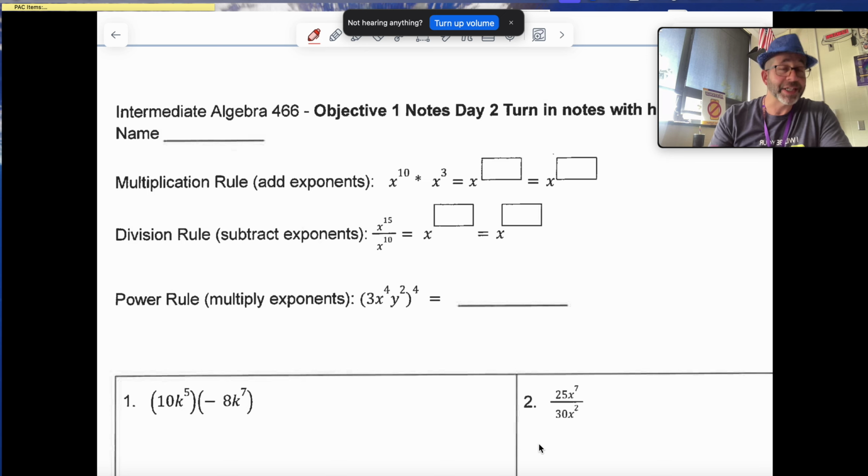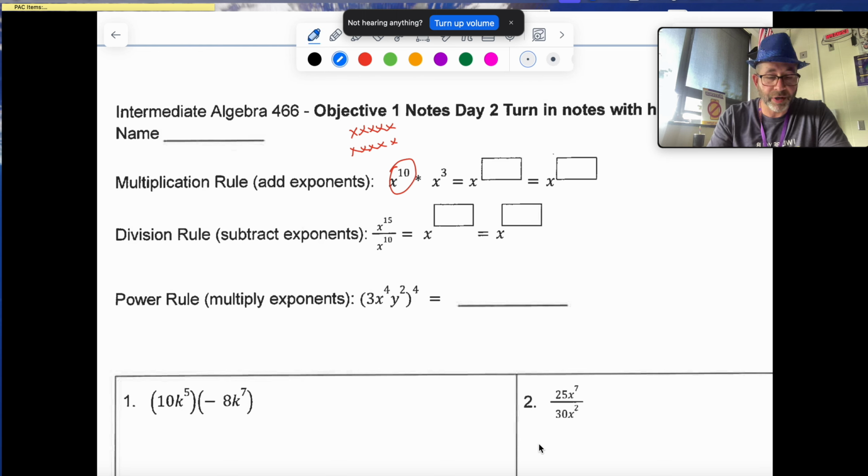So when we have a 10 and a 3 going on here, remember that this 10 implies that we have x 10 separate times. So we got 1, 2, 3, 4, 5, 6, 7, 8, 9, 10. And when we look at the x to the third, we have three x's here. So when we look at the total of these, we're just going to combine those, and it's going to be 10 plus that 3. So there's going to be a total of 13 x's. That's when we're adding the exponents together.